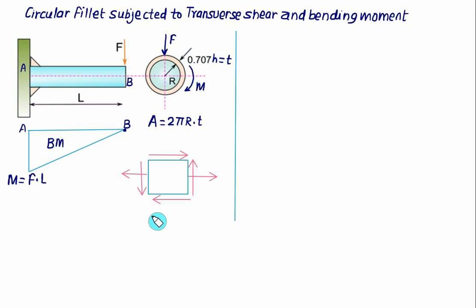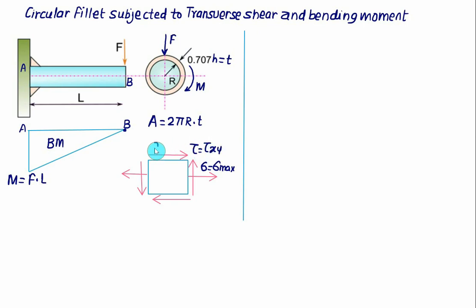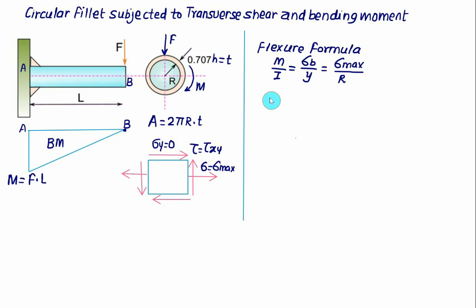The state of stress can be represented by one stress equal to sigma, which is the maximum bending stress, and the shear stress tau, equal to tau xy. The stress along the y direction will be equal to 0. So by the flexure formula we can calculate the maximum value of the bending stress. The maximum bending stress sigma max is equal to M into R divided by I, where I, the moment of inertia, is equal to pi into R cube into the throat thickness t.